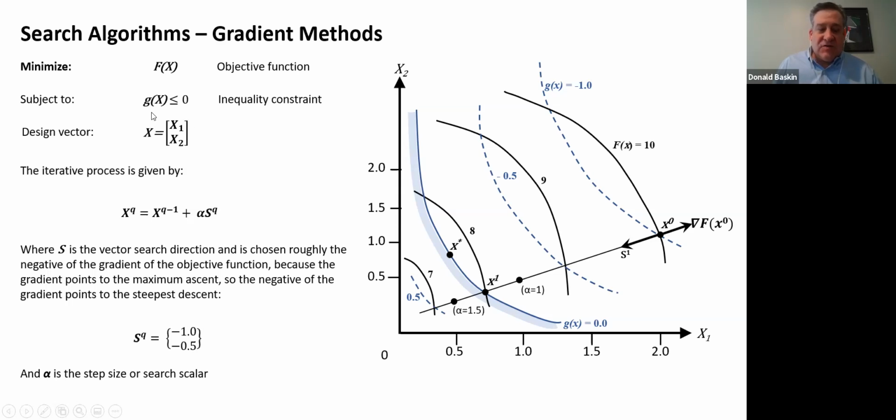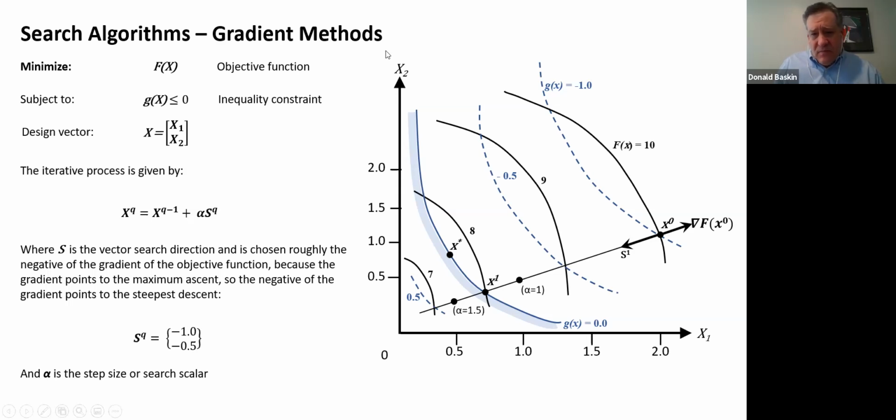The constraint in this case is g of x. G of x has to be less than 0 in order for this to be valid. The g of x functions are given in blue, or the contours for g of x, I should say, are given by these dashed blue lines, and then the constraint here is given by this dark blue line right down here. You can see that.